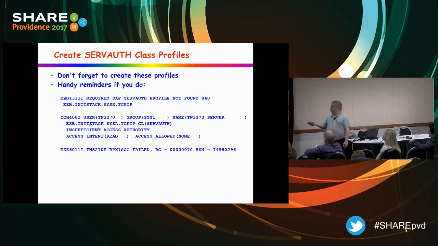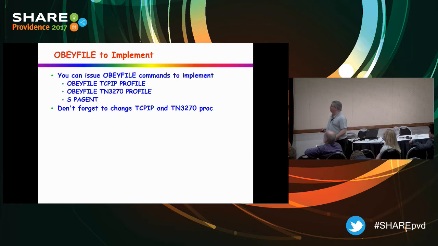From time to time, you may get something like this where a BPX1SOCK failed. This reason code here, when you look it up with BPXMTEXT, it'll tell you that TTLS was not enabled. So you can OBEYFILE this in. You would OBEYFILE your TCP/IP profile, OBEYFILE your TN3270 profile, and start Pagent. If you do this, don't forget to change your TCP/IP and TN3270 procs to harden up those changes.